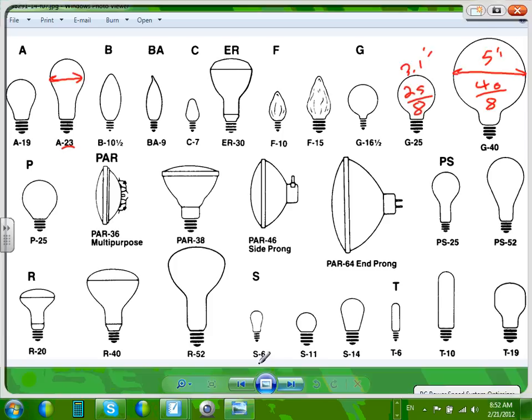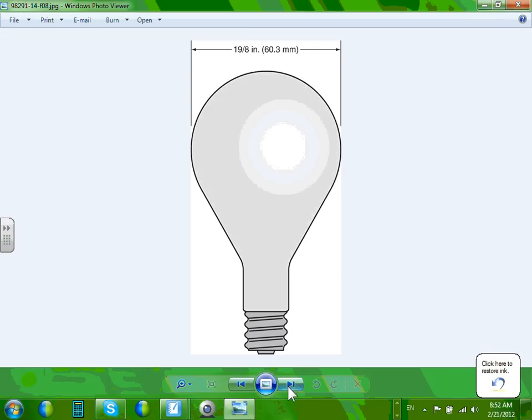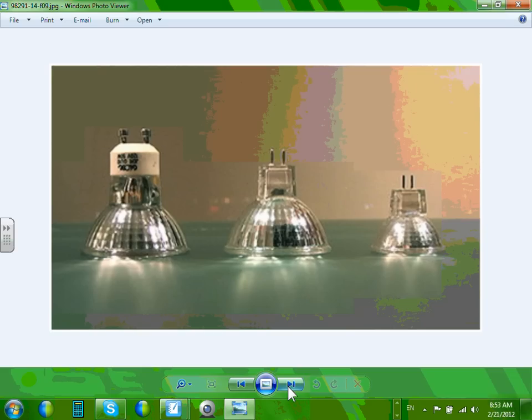Okay, if you forgot that one, here's how they do them. It's the diameter, that number divided by 8. That's how you find it. The same thing, guys, for fluorescent lights, it's always divided by 8. Can't remember why the 8.